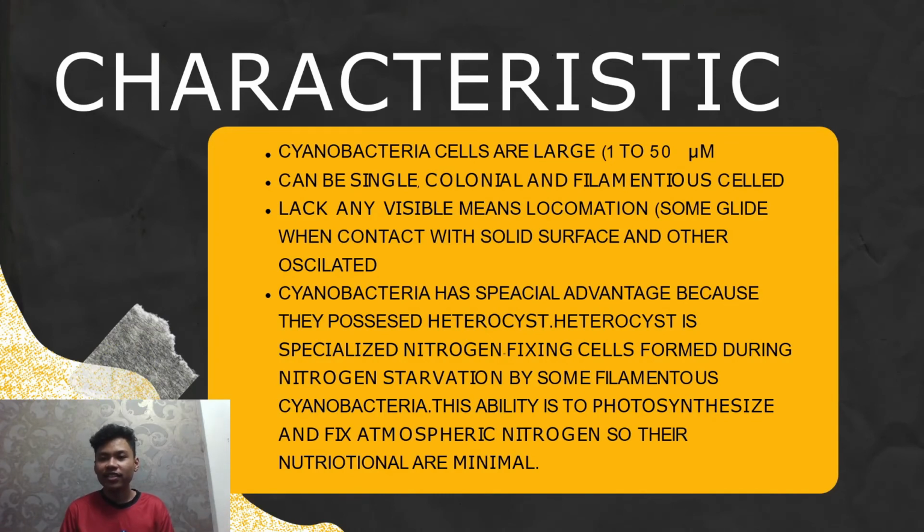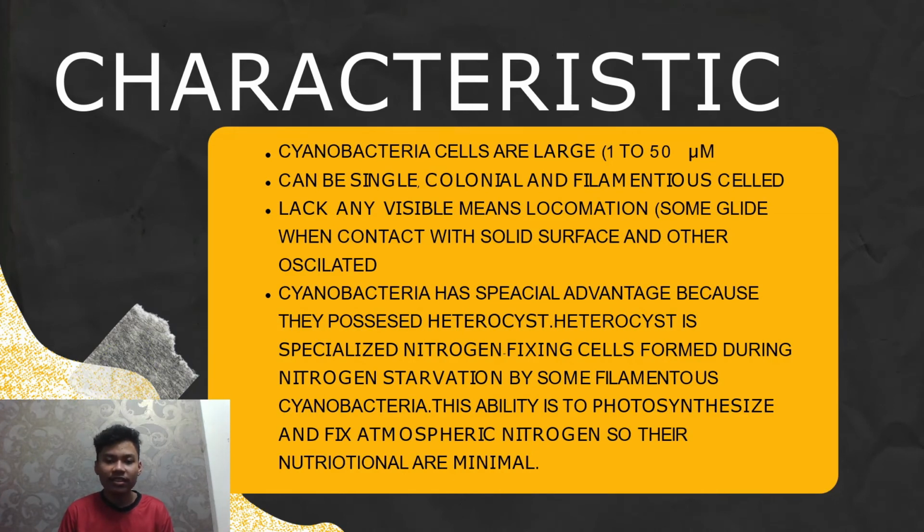Next is characteristics of cyanobacteria. First, cyanobacteria cells are large, which is 1 to 15 micrometers. Next, cyanobacteria can be single, colonial, and filamentous cells. Next, cyanobacteria also lack any visible means of locomotion; some glide when in contact with a solid surface and others oscillate.